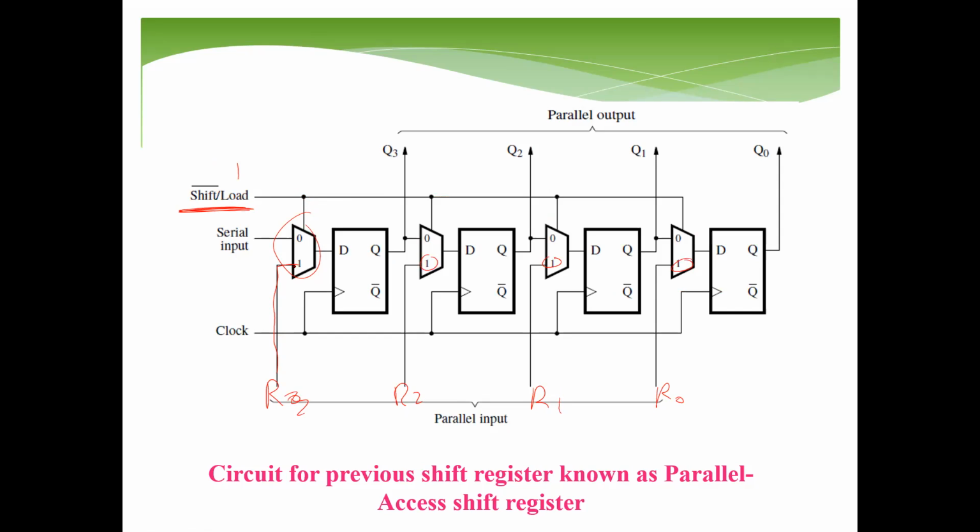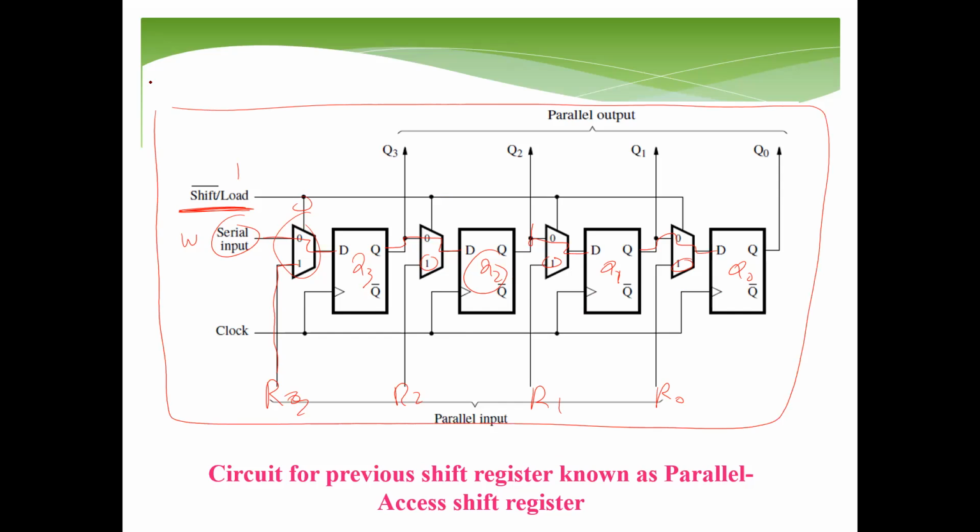Now if this signal equals 0, check the most significant bit. Now this is Q3, this is Q2, this is Q1, this is Q0. Q3 will read the value of the serial input that we named W. Q2 will read Q3, Q1 will read Q2, and Q0 will read Q1. So this is the synthesized circuit of the previous code. So make sure when you read code, you have the knowledge of how to convert that code into a circuit, or if I give you a circuit, how to make it into code.